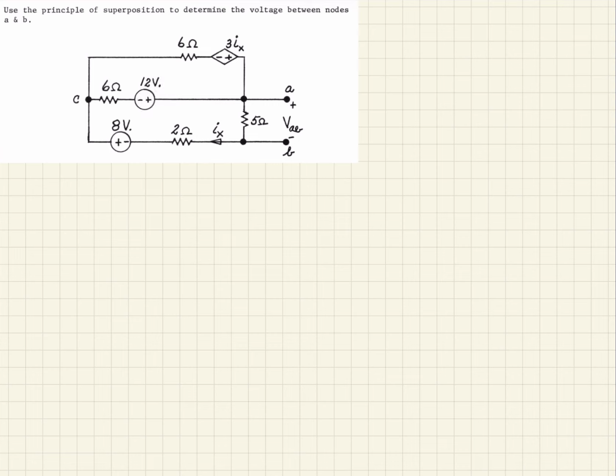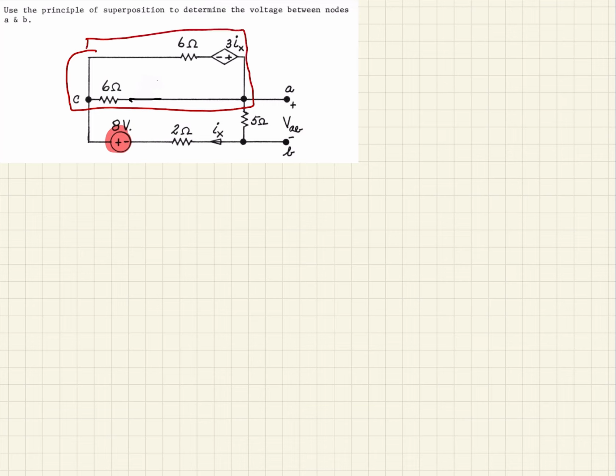So the first one we want to consider then is we're going to keep the 8-volt source, find the contribution from the 8-volt source. So remember, when we do that, if there's other voltage sources, then we must short those out. So this 12-volt source then we're going to treat as if it has been shorted. So this is our new circuit. And we now see that we have this loop here. We're gonna do source transformation here and simplify this a little bit.